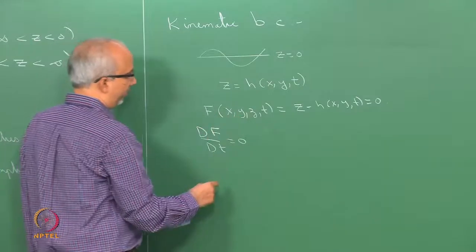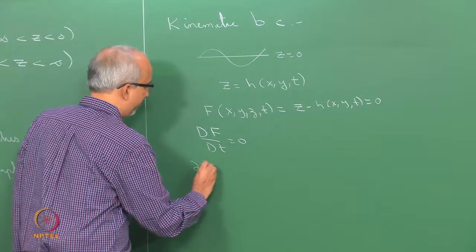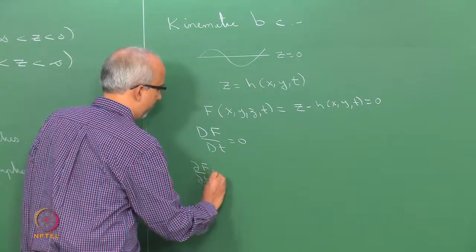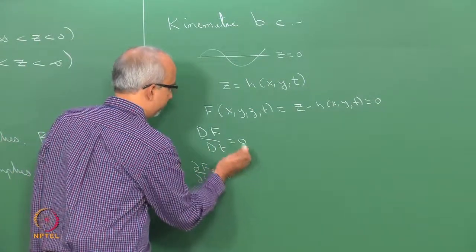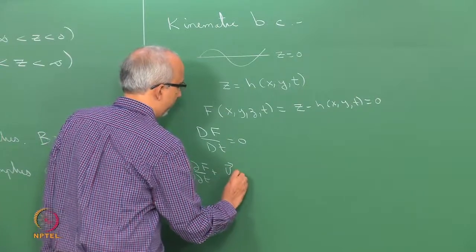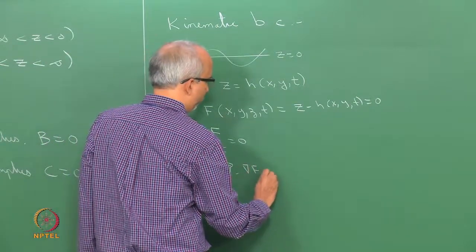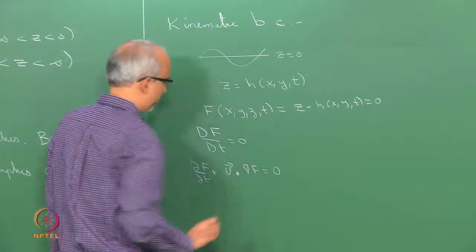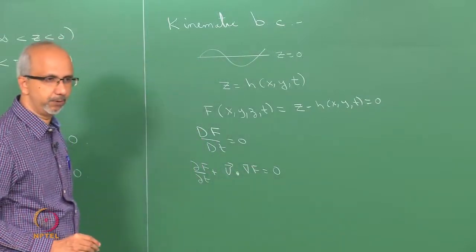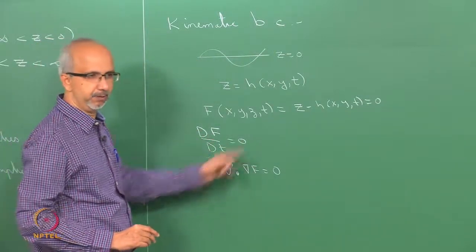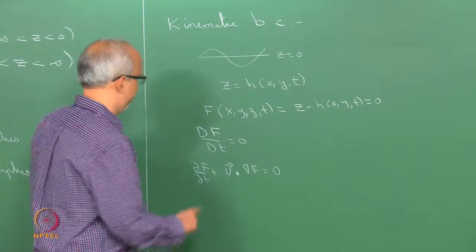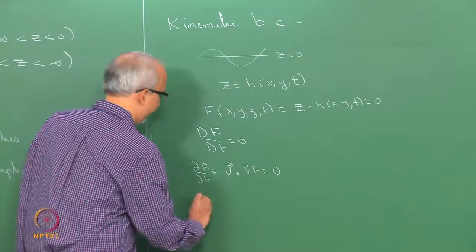And when I use this, what do I get? Df by dt plus the velocity vector dotted with gradient of f equals 0, okay. That is the form for the substantial derivative. Df by dt is nothing but minus dh by dt.